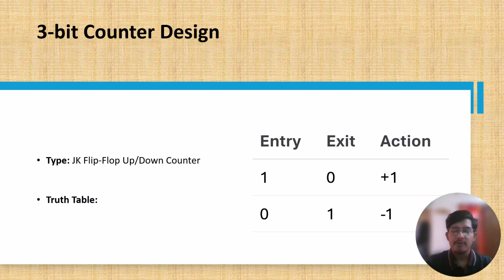For the 3-bit counter design, we use a JK flip-flop up and down counter, and the truth table here is: if we use entry as 1, then exit will be 0 and the action will be +1, and if entry is 0 then exit will be 1 and the action will be -1.